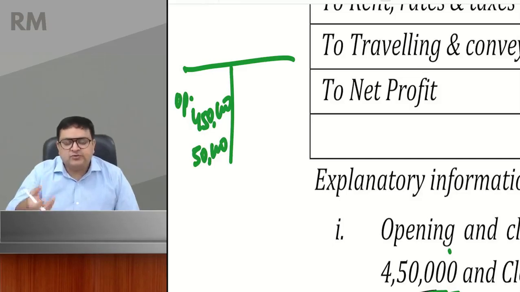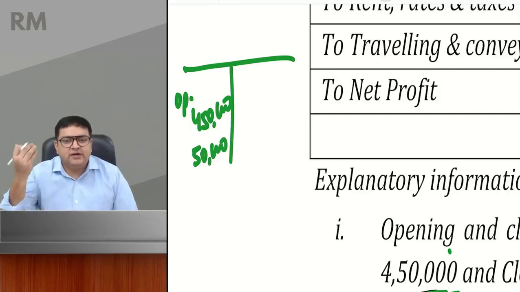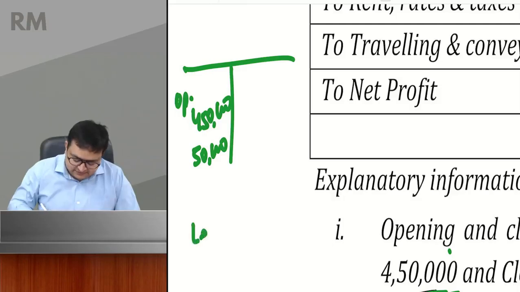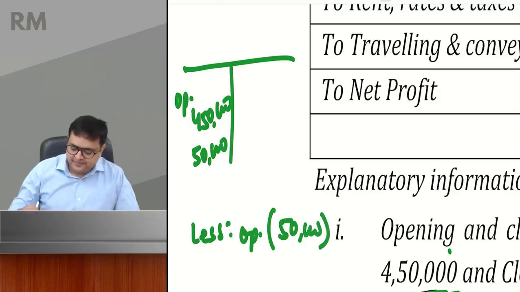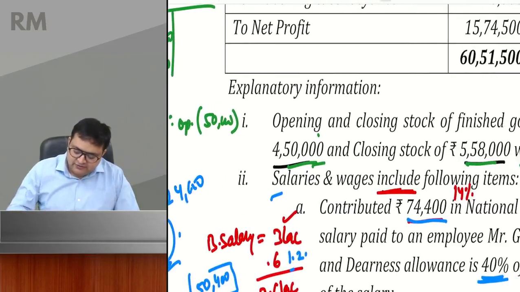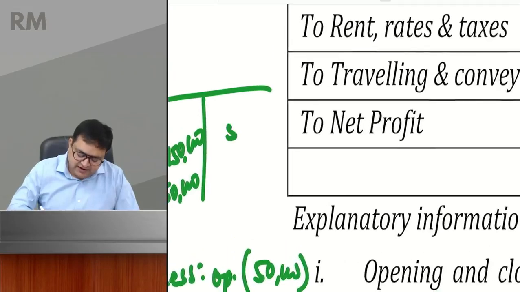Show 50,000 more. So how will it be? Your profit will be reduced because you are increasing your debit side. You are increasing your expenses. So this opening stock undervalued 50,000, you will subtract.